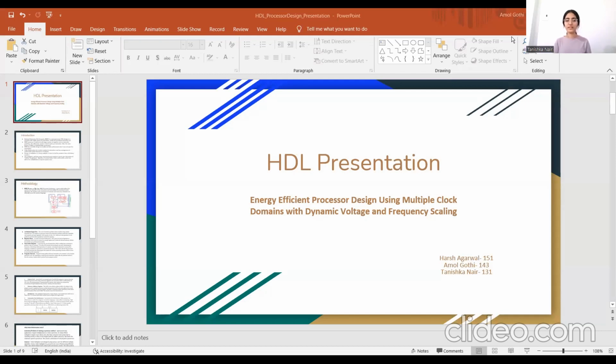Good morning, everyone. So, our HDL presentation is on the topic energy efficient processor design using multiple clock domains with dynamic voltage and frequency scaling. I'm Tanishka, and the people in my group are Amol Gothi and Harsh Agarwal.